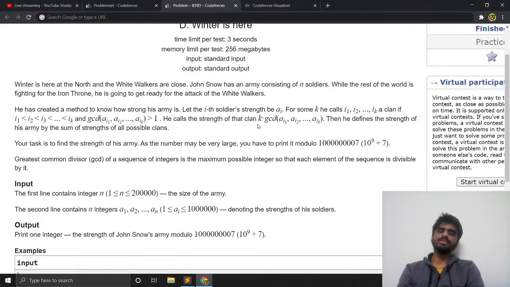K times GCD. I really think we'll have to somehow break this into something to get it in a better form, because I don't think we can directly solve for this. This seems too complex. But anyway, let's see what we can do.